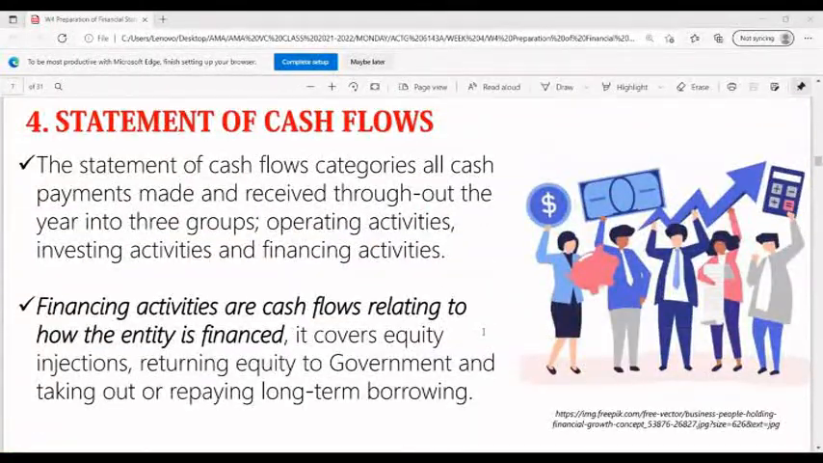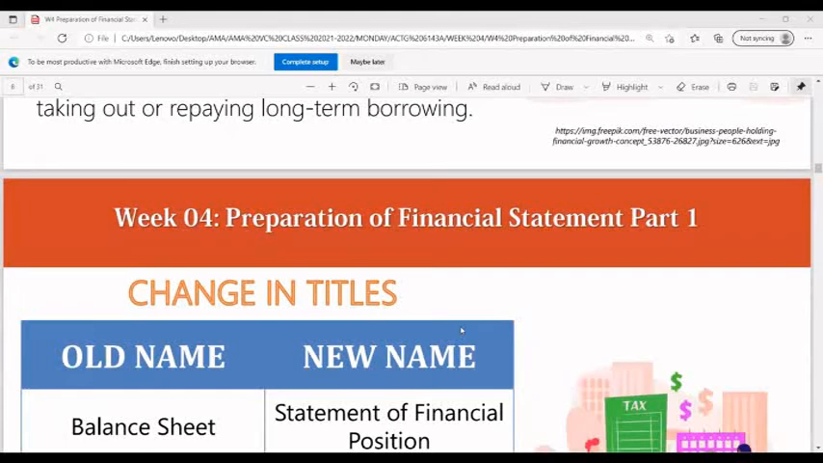The statement of cash flows categorizes all cash payments made and received throughout the year in three groups: operating activities, investing activities, and financing activities. Financing activities are cash flows relating to how the entity is financed. It covers equity injections, returning equity to government, and taking out or repaying long-term borrowing.